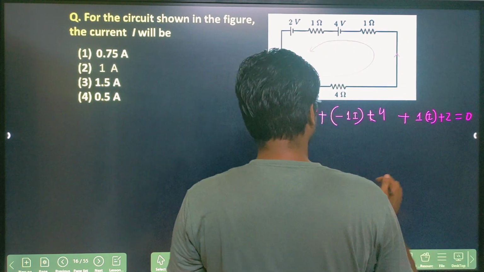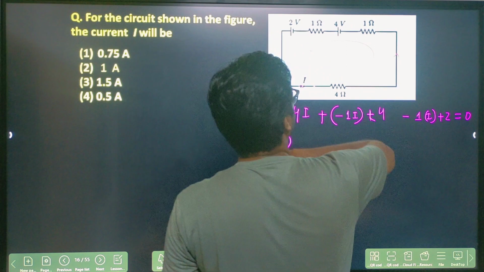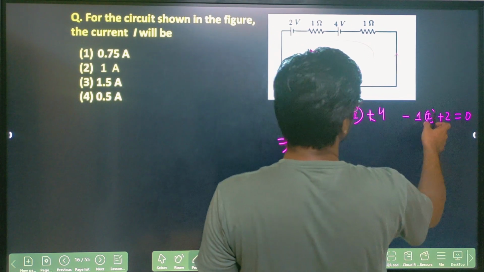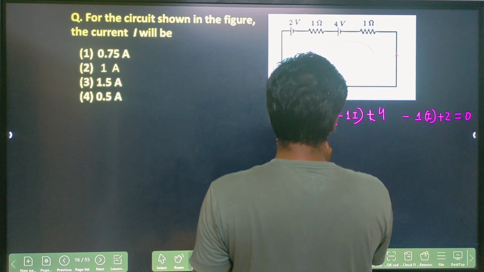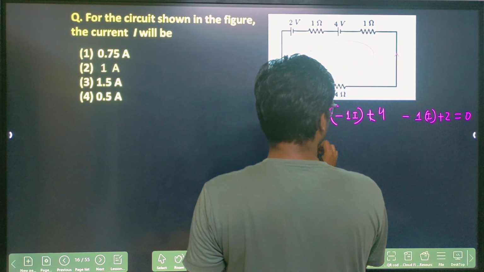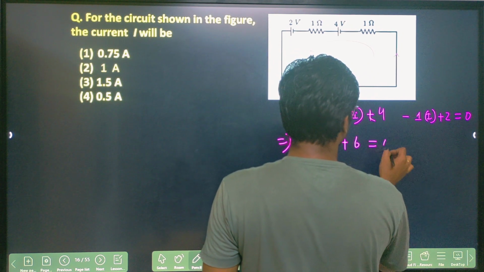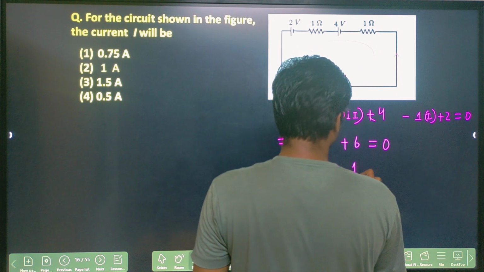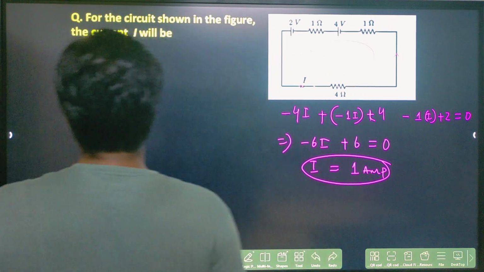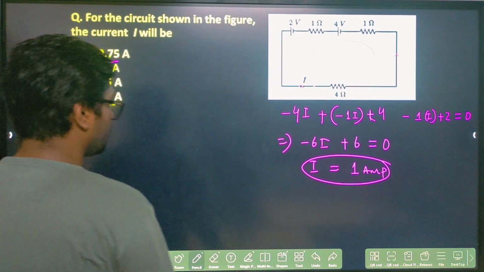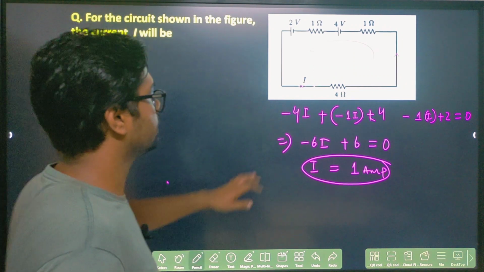This should be minus, because you are moving along the direction of the current. If along the direction of current, this will be negative. So how much will it come? Minus 4I, minus 1, minus 1. So it will be minus 6I plus 6 is equal to 0. So I will be 1 ampere. So option number 2 will be your correct option. Clear? I think this is clear for you now.